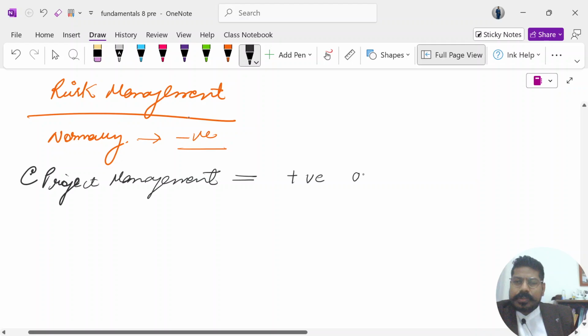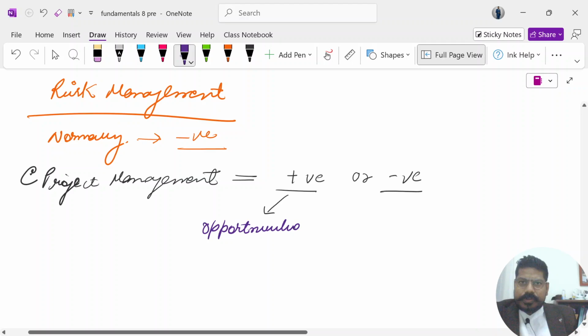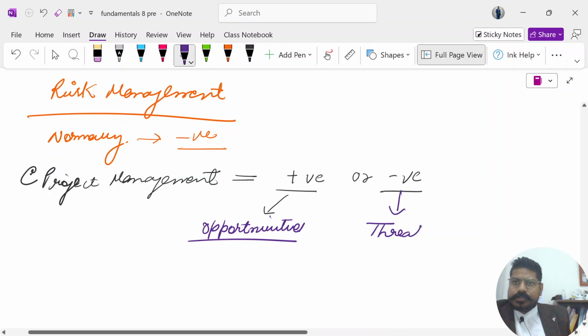Now, let's understand: positive risk is known as opportunities and negative risk is known as threats. So, I'll just take a moment to repeat. In normal life, we consider risks only as negative, while in project management risks are both positive and negative, and positive is referred to as opportunities and negative is referred to as threats.